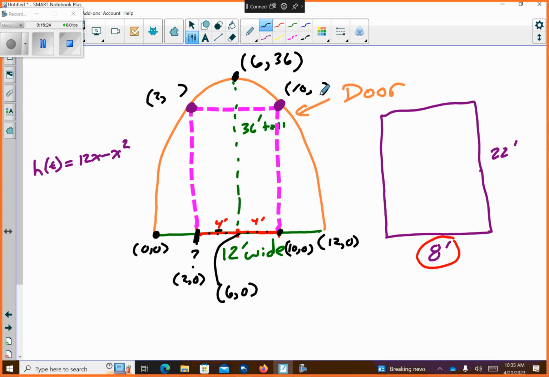Now, my friends, I could plug 10 in or I could plug 2 in. It doesn't matter which one you plug in. It's going to give me the same height. So where do you think I should plug the 2 or the 10 in and figure out the height? So what do you want, 2 or 10? 2. Okay. I'm going to take the 2. I'm going to plug it in here and here. So my h at 2 is going to be 12 times 2 minus 2 squared. 12 times 2 is 24. 2 squared is 4.